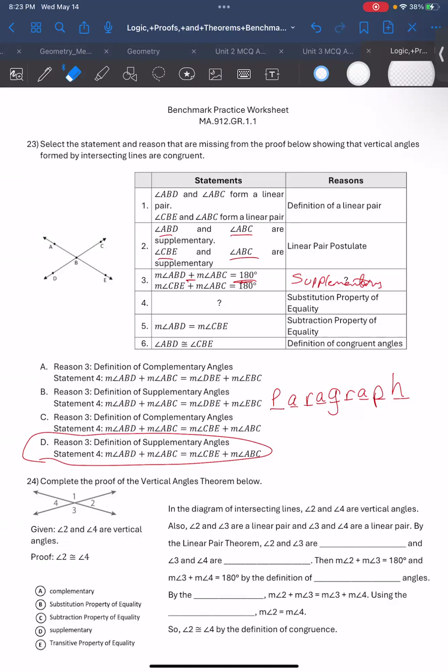Wait, where did you get linear pair from? I thought it was supplementary. Wait, oh wait, they're the same thing. Oh, sorry. I thought you... Yeah, no, never mind. I was moving on.